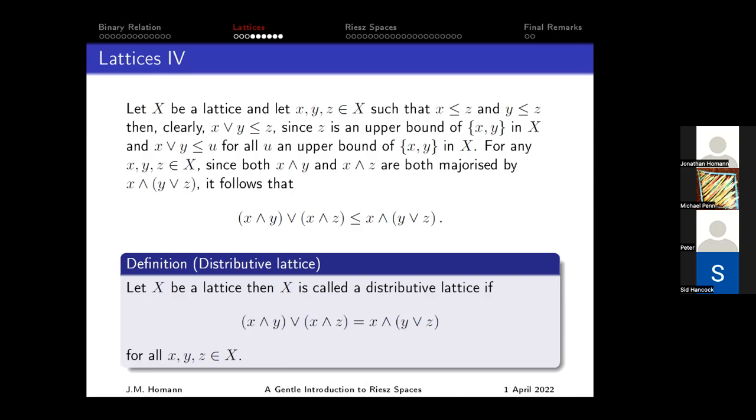So now we'll make a definition and we'll say that the lattice X is said to be distributive if we have equality in this expression. So that is, X is a distributive lattice whenever X is a lattice and (X inf Y) sup (X inf Z) is equal to X inf (Y sup Z) for all X, Y, and Z in the lattice X. So we can look at this distribution property like multiplication and addition. So yeah, if we have, let's say, X plus Y multiplied by X plus Z.